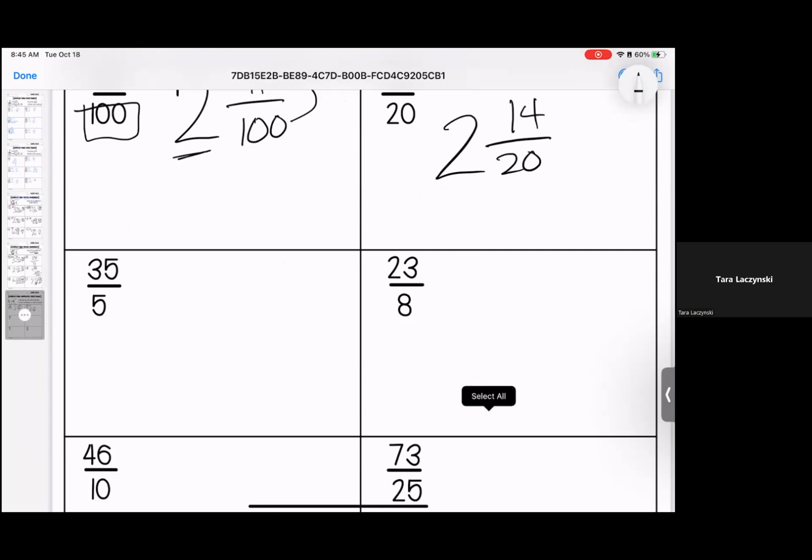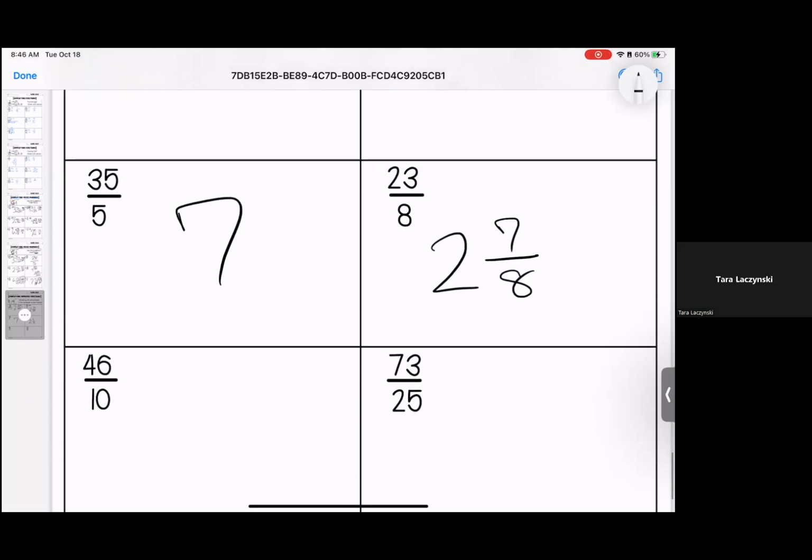If I do 35 divided by 5, this one goes in evenly. I have 7 whole boxes of pizza. 7 whole boxes. Now this one is almost complete, but not quite there. We know 8 times 3 is 24, but we can only pull out 2. That leaves us with 7 out of 8 remaining. So 2 and 7/8. Down here, we can pull out 4 wholes, which is 40.